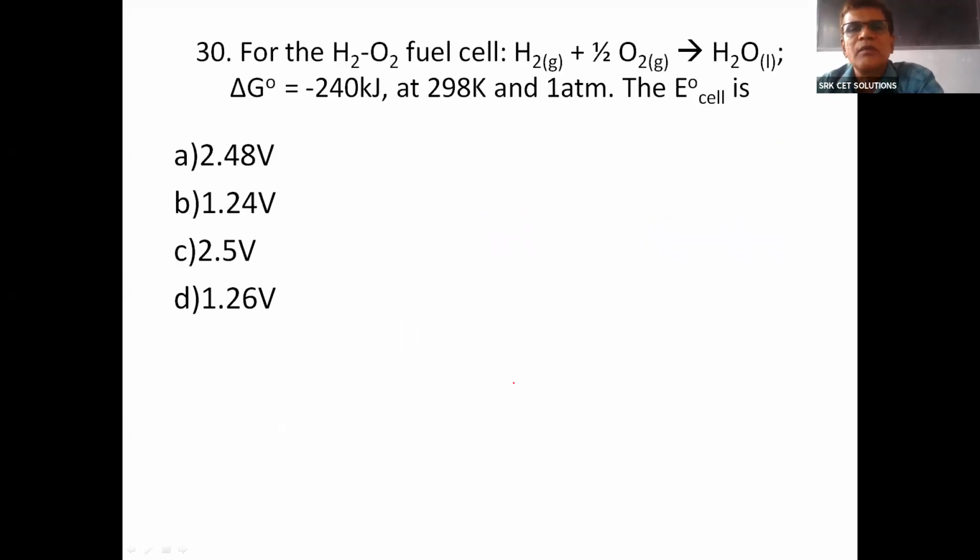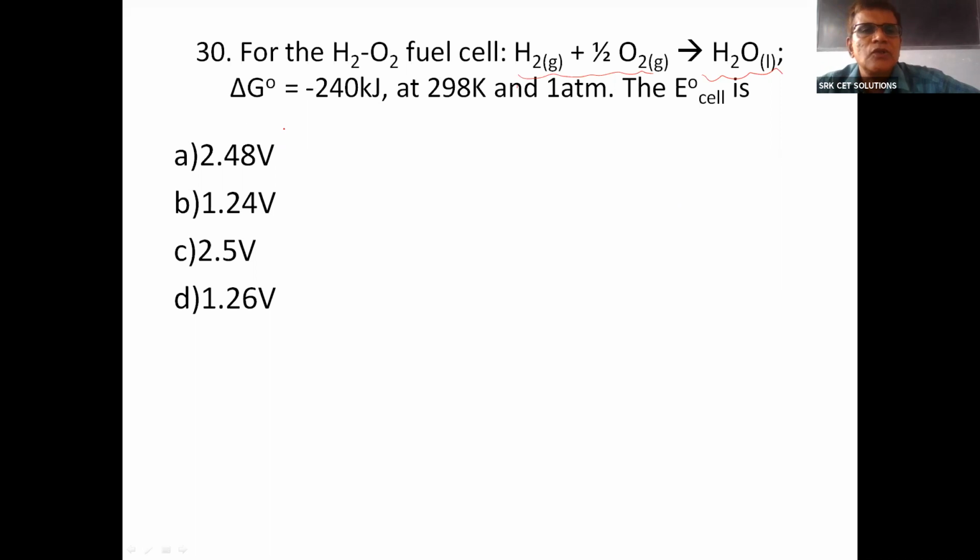Last question, very important, we have come to. For the hydrogen oxygen fuel cell. So the net reaction is given here. The net reaction is hydrogen plus oxygen gives water, but actually a 2-step reaction we have to write. One at the cathode, the other one at the anode.